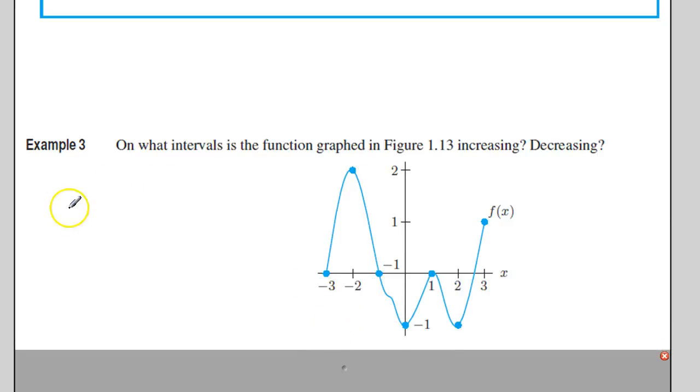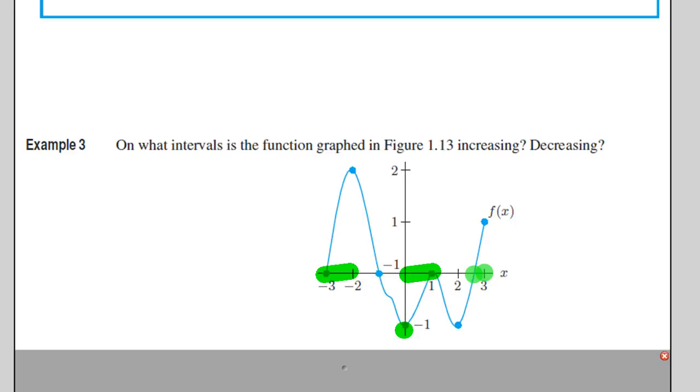So let's take a look at a question about this function. On which intervals is the function increasing and which intervals is the function decreasing? As you can see, it curves, so I can tell you right off the bat which intervals the function is increasing and decreasing. So for increasing, I'm going to use green. From -3 to -2, the function is increasing because it's rising from left to right. From 0 to 1, the function is increasing because the function values are rising from f of 0 to f of 1. And from, let's say, around 2.5 to 3, the function is increasing because the function values are rising.